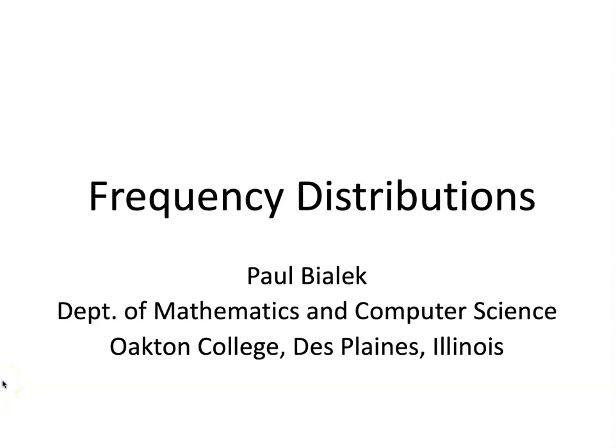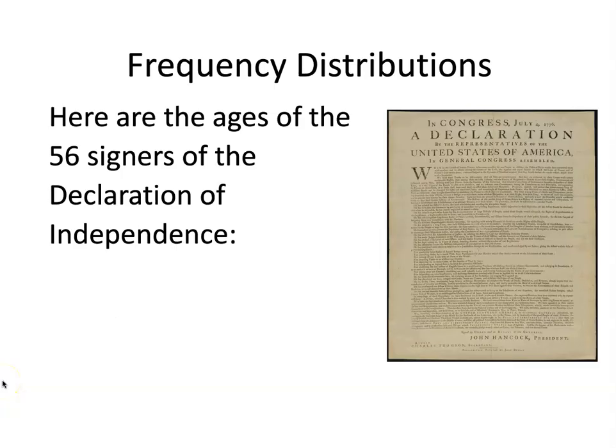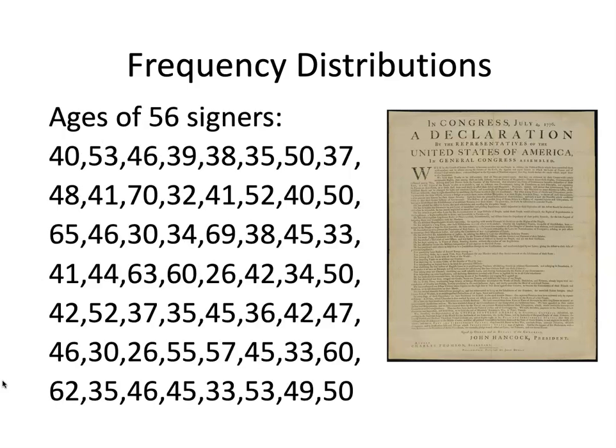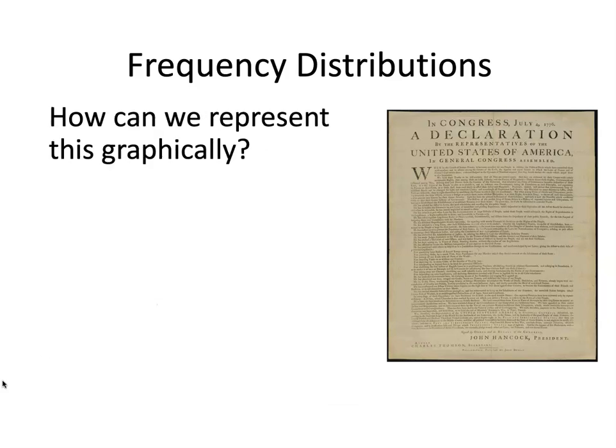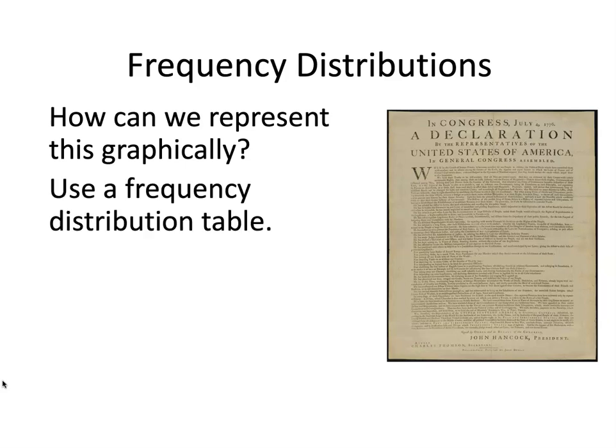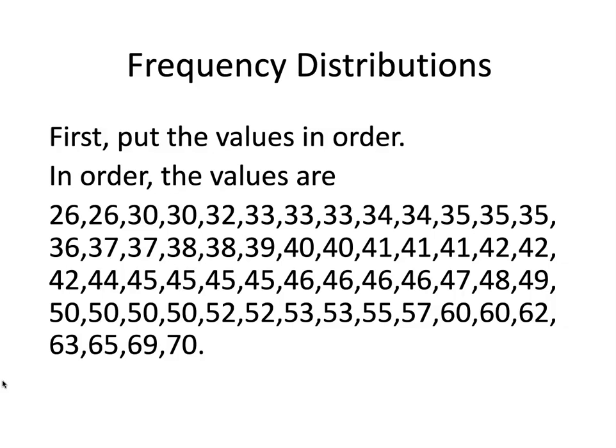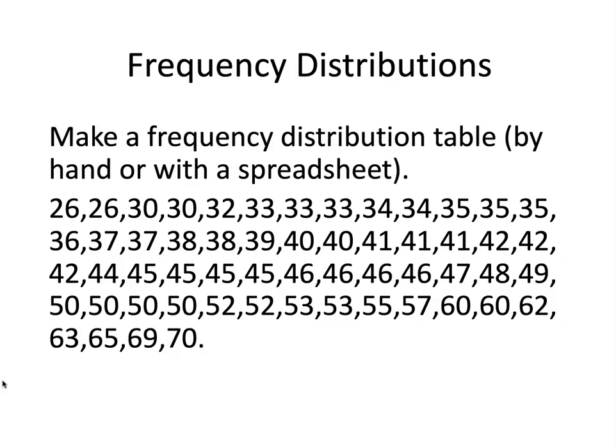Let's look at frequency distributions. Here are the ages of the 56 signers of the Declaration of Independence: 40, 53, 46, and so on, 49, 50. How can we represent this graphically? Well, we could use a frequency distribution table. First, put the values in order. In order, these values are 26, 26, 30, 30, 32, 33, and so on. When we make a frequency distribution table, we could do this by hand or with a spreadsheet.